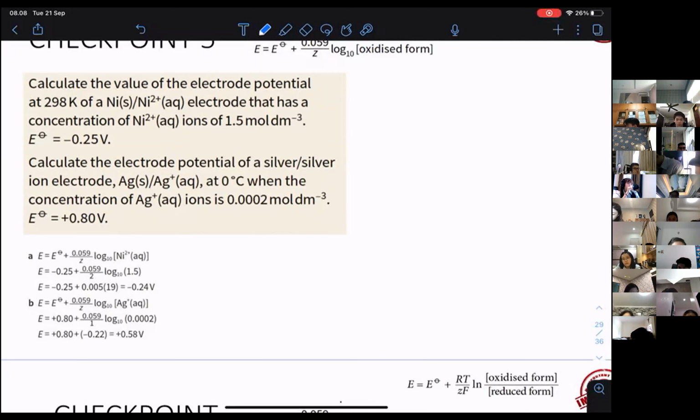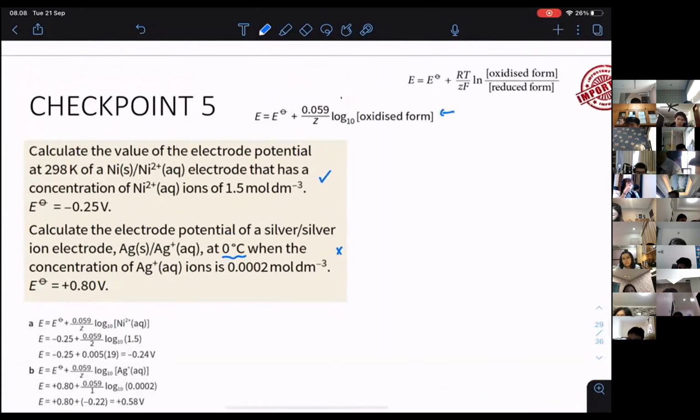I discussed this with you during yesterday's lecture, but I didn't discuss this. If you look into this, you can see it is done at 0 degrees Celsius, and I mentioned to you that you can only use this formula under the condition where the temperature is 298 Kelvin. If the condition is not 298 Kelvin, then you have to use this formula. But that formula is not even mentioned in the syllabus, so I do not know whether they are going to ask a similar question like this in your exam.